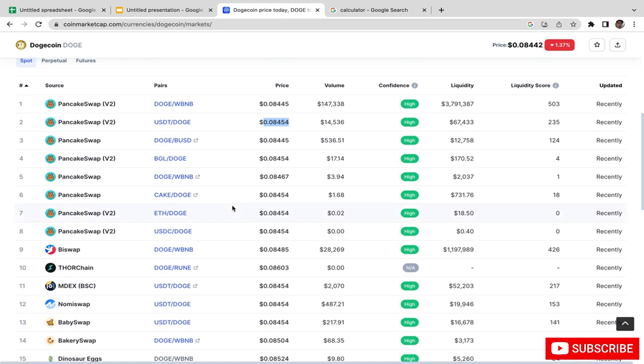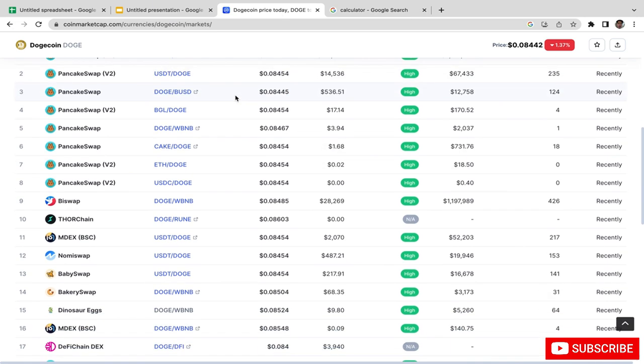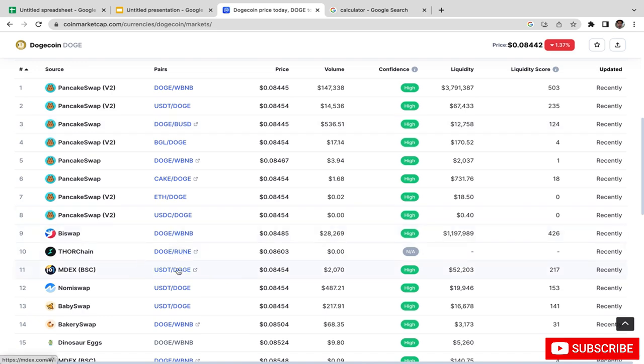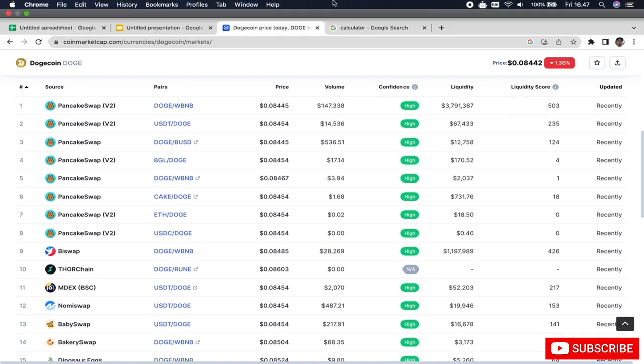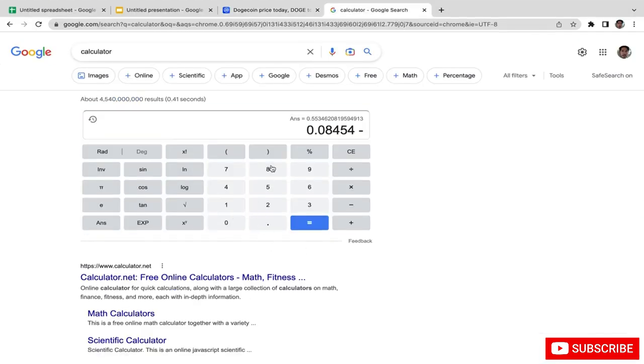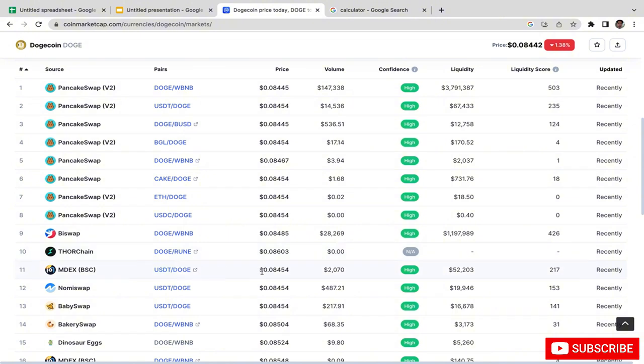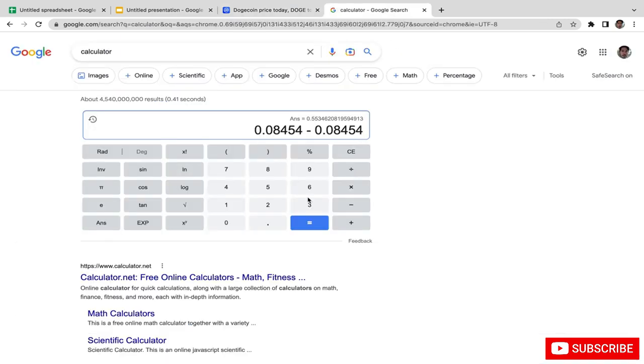Subtract by, let's find another decentralized exchange that offers the same pair, USDT Doge. Okay, so it seems like MDEX BSC also offers the same exact pair here, USDT to Doge. So we swap USDT for Doge coin. It costs us 0.08454. Okay, so subtract that by 0.08454. Is that like the exact same? No, that's the exact same number. So don't try to choose that one, because the arbitrage opportunity is literally 0. So you're not gonna get any profit.